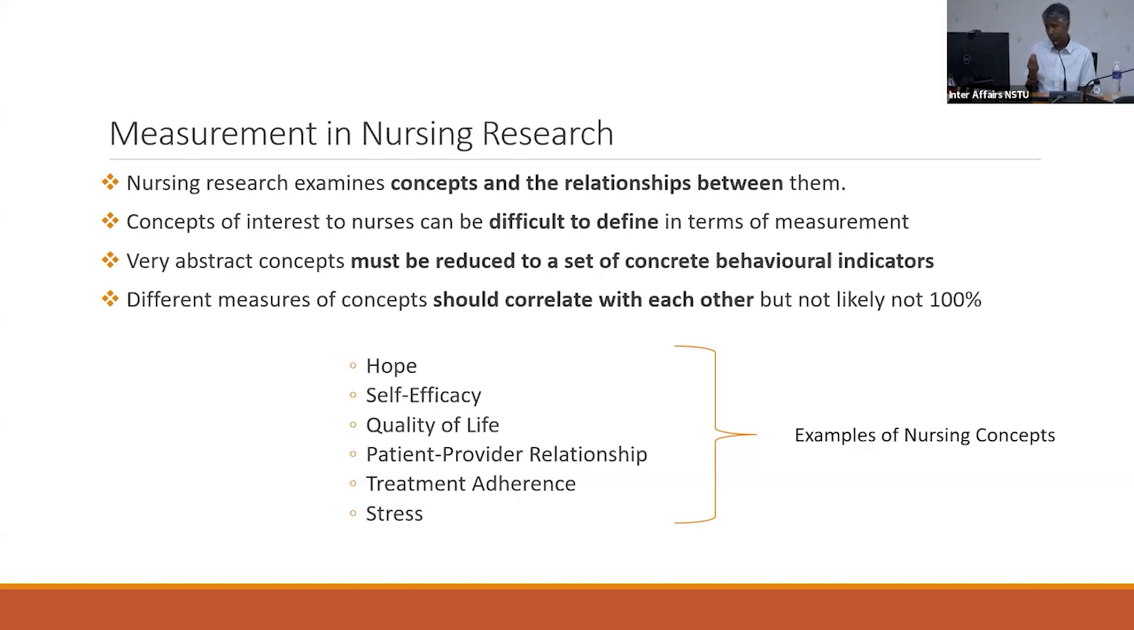So what do we mean? Concepts such as hope, self-efficacy, or quality of life are all important nursing concepts that first needed to be operationalized in terms of understanding through concept analysis. What are the components of the concepts? How do we operationalize those? What are the key indicators of those? And how do we measure those indicators? That's the process of moving from an abstract concept such as hope to a measurement instrument.